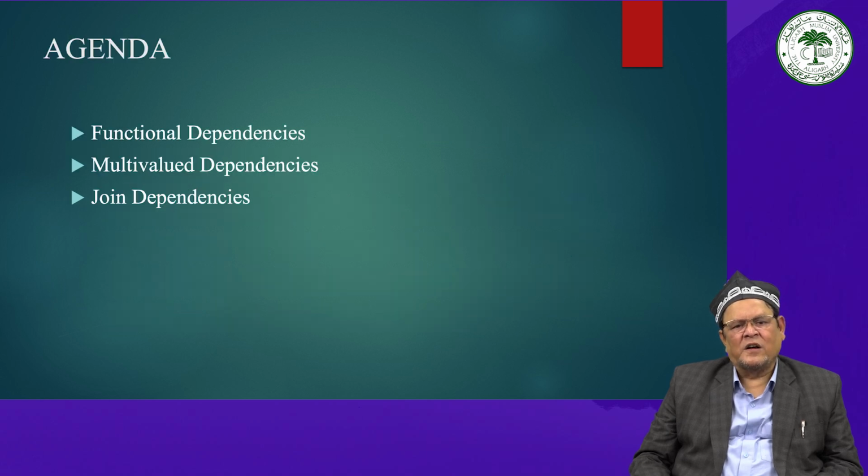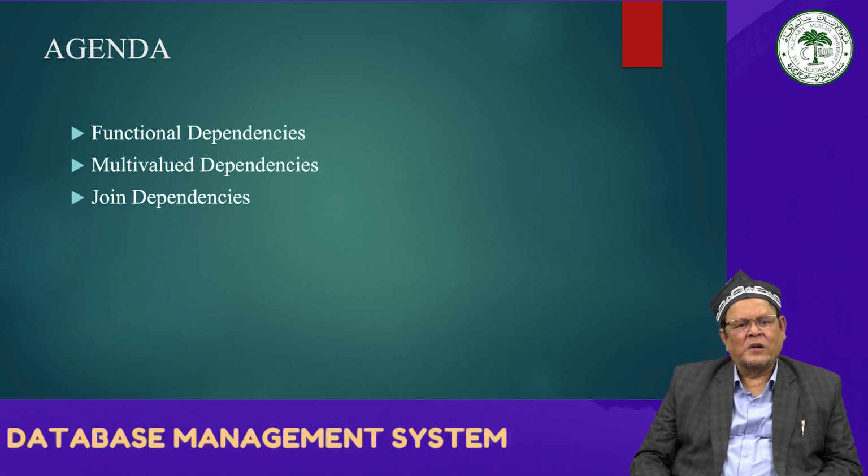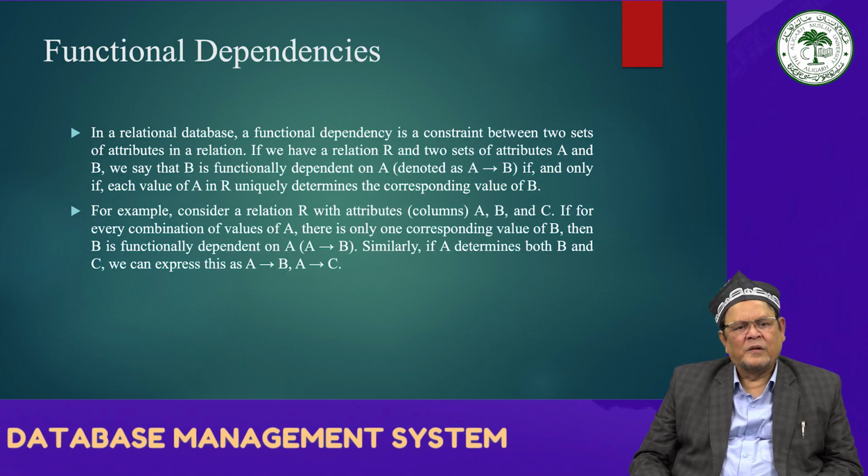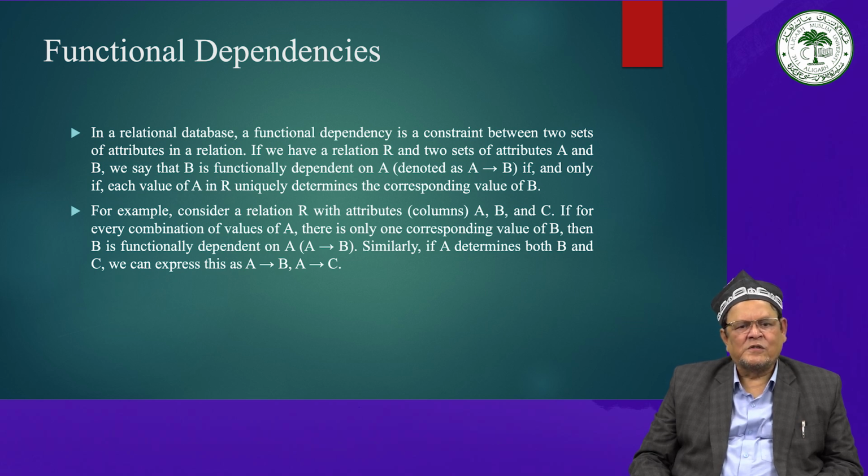So let's begin the agenda of today's lecture, which is to discuss the following topics you can see on the screen. First topic is functional dependencies, multivalued dependencies, and joint dependencies. Functional dependencies in database management system are constraints that define the relationship between the attributes within a relational database. They establish rules regarding how the value of certain attributes determine the value of others within the table.